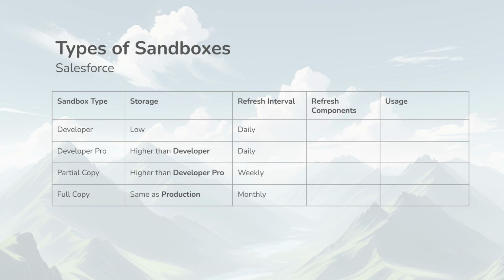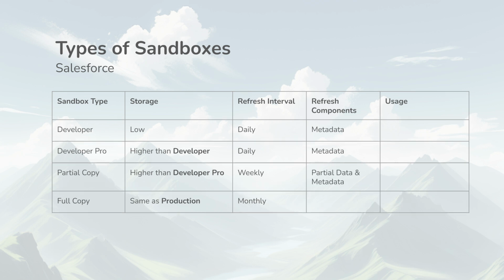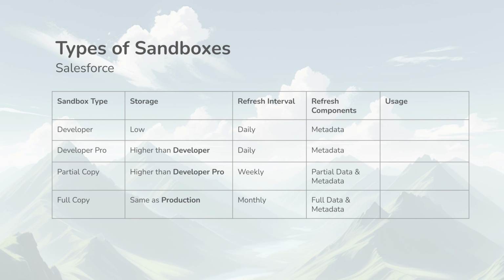Whenever we refresh a sandbox, the data and metadata in the production get copied over to the sandbox. Based on the type of sandbox, different types of components are copied over. For Developer and Developer Pro, only metadata is copied. Now, what is metadata? Metadata is nothing but the configurations or customizations that we have done in a Salesforce instance after it was received by us from Salesforce. The partial copy sandbox, in contrast, also gets a partial copy of data from production along with the metadata. Full sandbox, as we understood, gets both complete data and metadata.